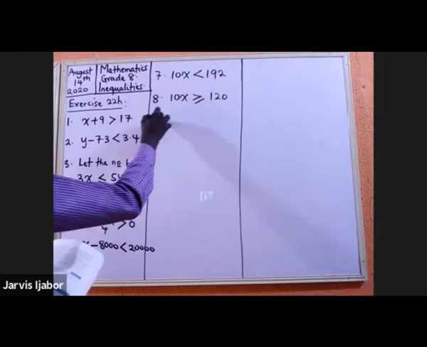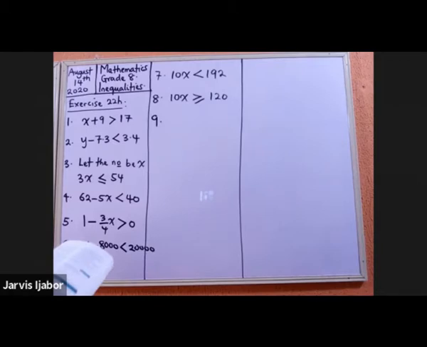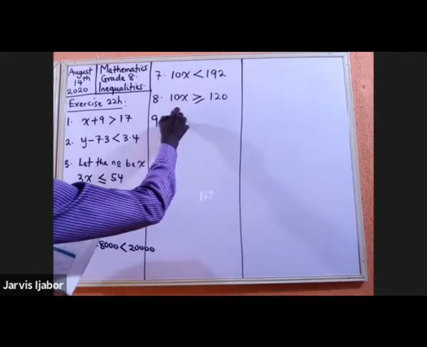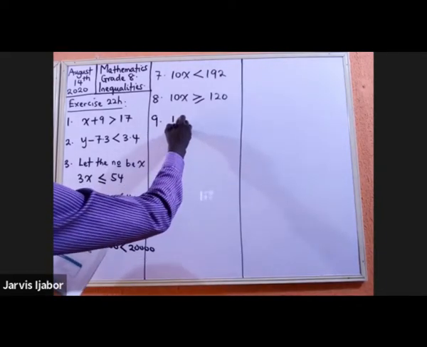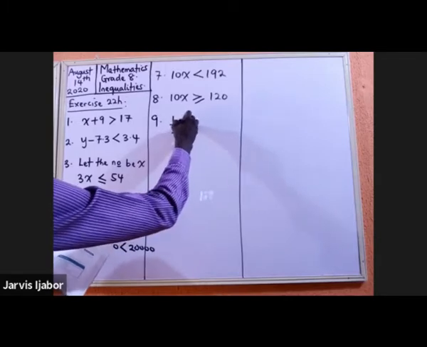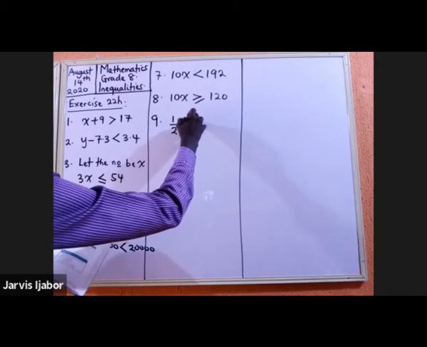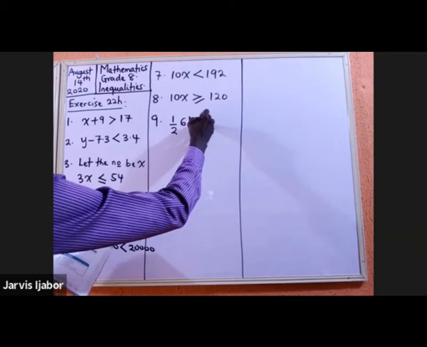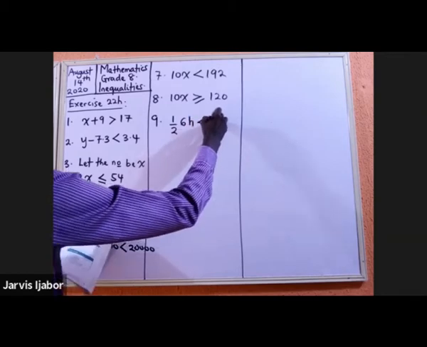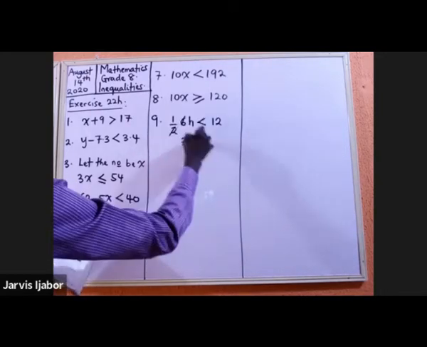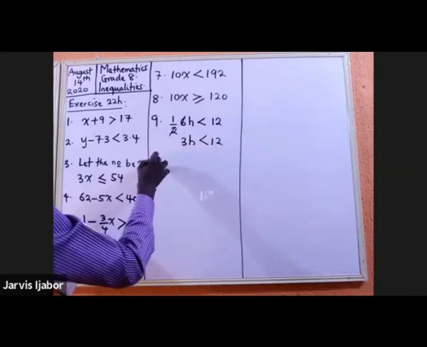Question 9. A rectangle has a base of what? Its length 6 cm and an area of less than 12 cm. So it means that what is the formula for the area? Half the base times the height. The height is h. Of less than will be less than what? 12. So it means that 3h will be less than 12. That's the inequality for that one.